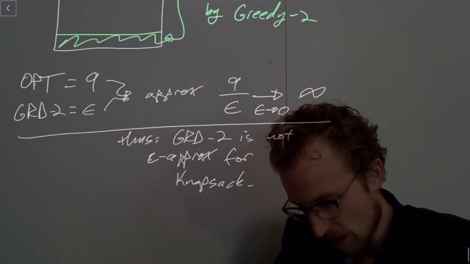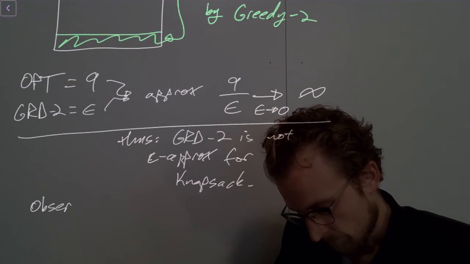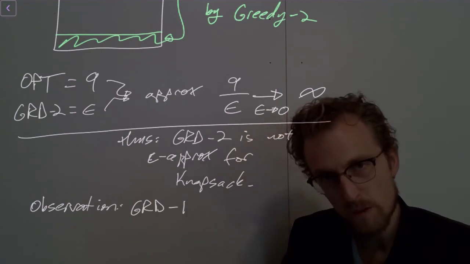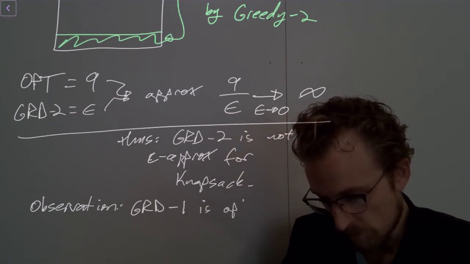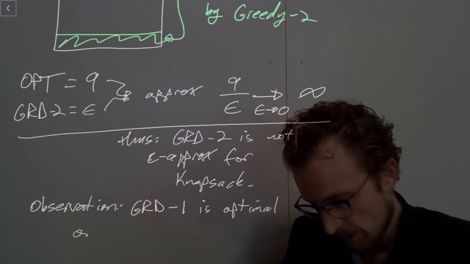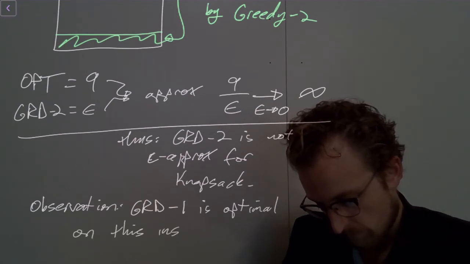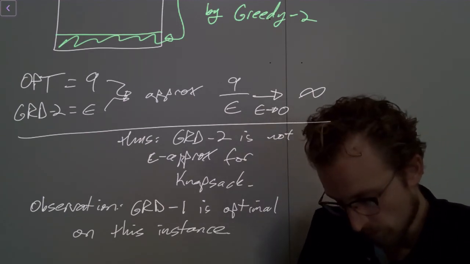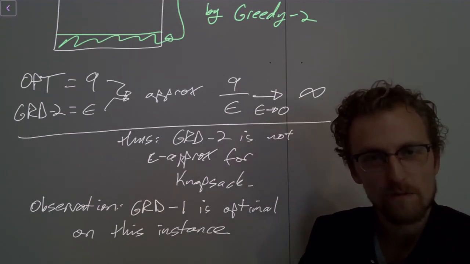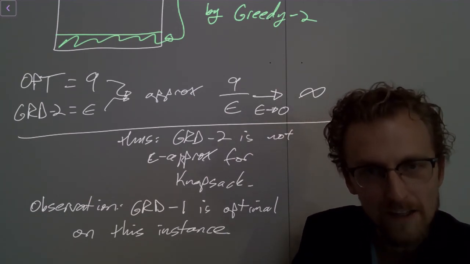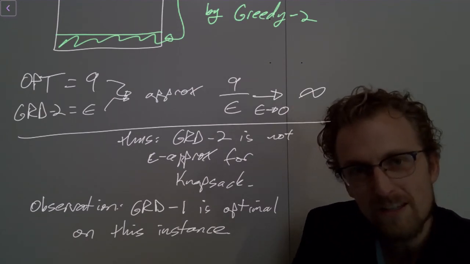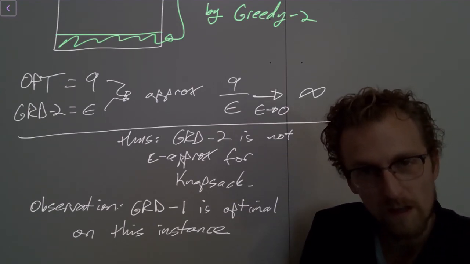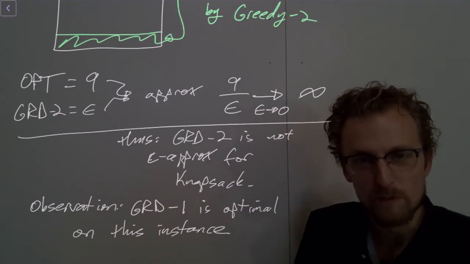Okay, so there's our observation. Greedy 1 that sorts by value returns the optimal answer on this instance. And so on your homework, by the way, this is an aside, but on your homework, when you prove that greedy 1 is not an approximation factor, on the instances you design to trick greedy 1, you should try to see what happens if you run greedy 2 on those instances. And in many cases, you're going to find that greedy 2 is optimal for those instances.